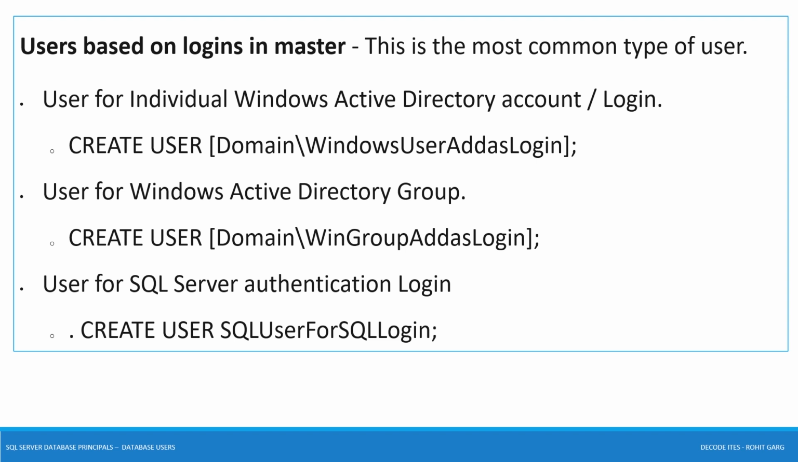Users based on logins in master. This is the most common type of user, which is completely based on logins created at the SQL Server instance. The first is user for an individual Windows Active Directory account. This user will be based on and mapped to the corresponding Windows account created as a login at the SQL instance. The next is user for a Windows Active Directory group. This user will be completely based on a Windows group added as a login at the SQL instance. And third is SQL Server authentication login. This user will be completely mapped to and based on a SQL Server login created at the SQL instance.